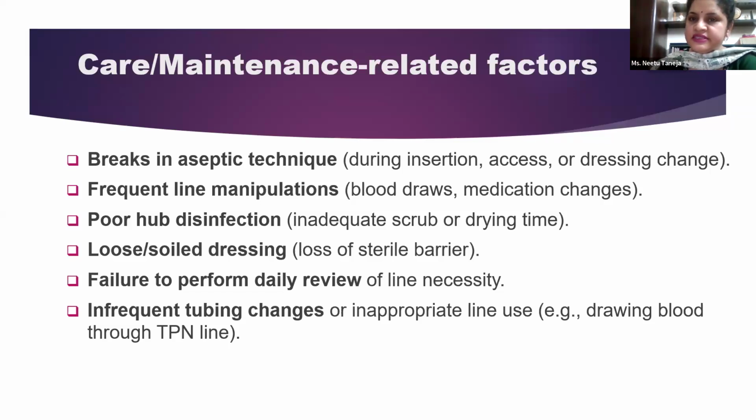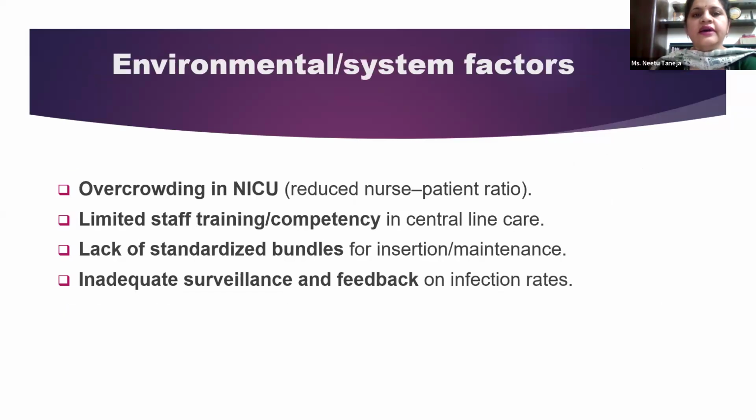We'll be talking in further slides about how to deal with these risk factors, right? Then if there is a loose, soiled, or otherwise problematic dressing, that again raises the risk. Failure to perform daily review of line necessity and infrequent tubing changes. All these are care or maintenance related risk factors, and the risk is huge. Then come the environmental or system related factors, like overcrowding in an ICU, limited staff who are not competent or not trained enough, or lack of standardized bundles, right? That again increases the risk, as does inadequate surveillance and feedback.